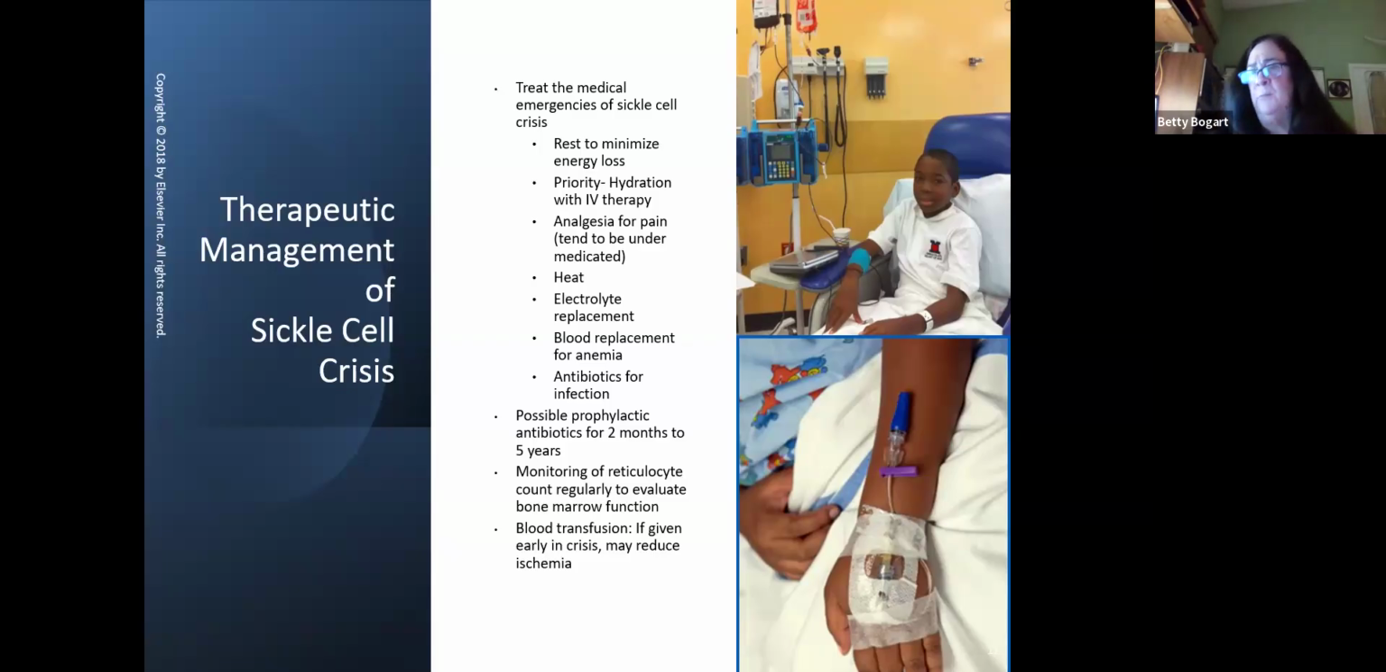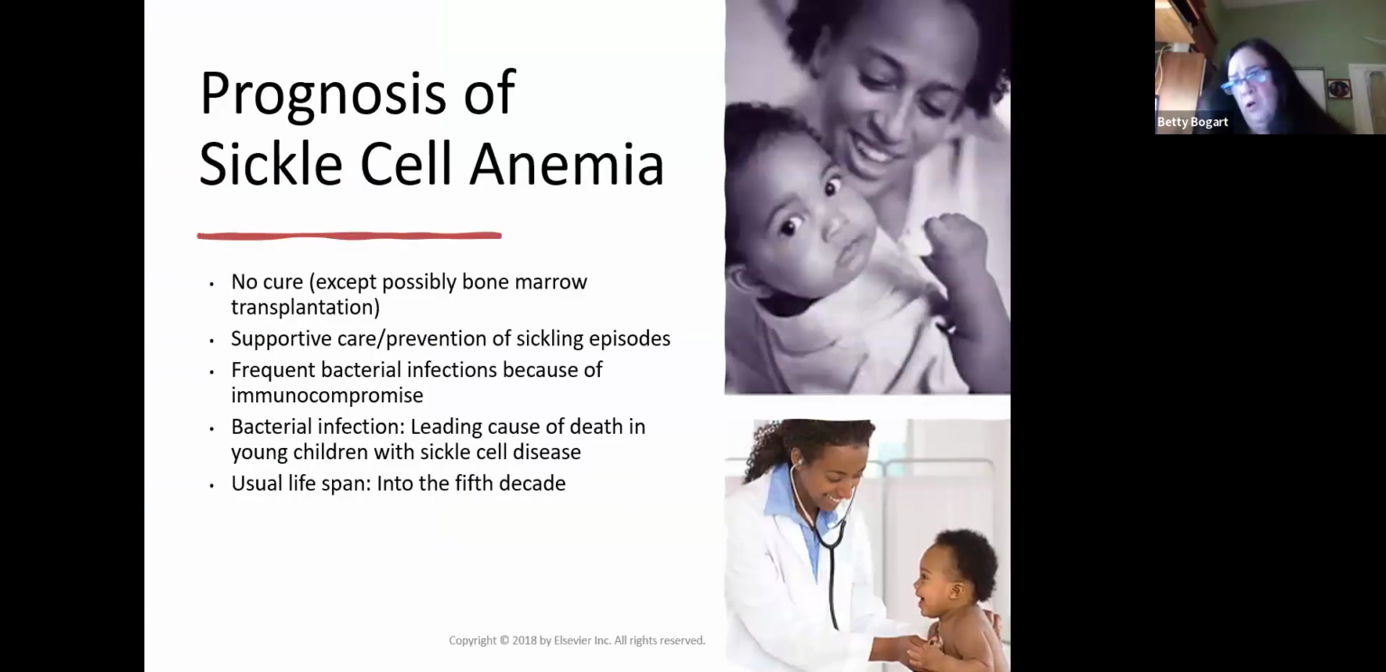Now, young children are placed on prophylactic antibiotics because, again, they're immunosuppressed. They don't have immune systems yet, especially the young kids. So, from 2 months to 5 years, usually what I see is one dose of Pen VK. It's a penicillin, one pill a day. And that does help keep infection away from them. These children are always checking their reticulocyte count, making sure they're producing cells, of course. And of course, blood transfusions are given, and they get quite a few of them, especially when they're in severe crisis. Now, there is no cure.